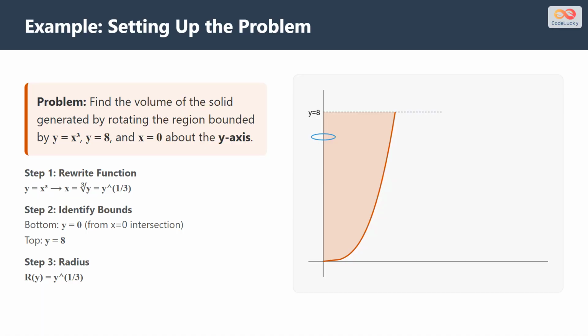Let's look at an example. We want to find the volume generated by rotating the curve y equals x cubed about the y-axis, from y equals 0 to y equals 8. First, we rewrite y equals x cubed as x equals the cube root of y. Our radius is the cube root of y.